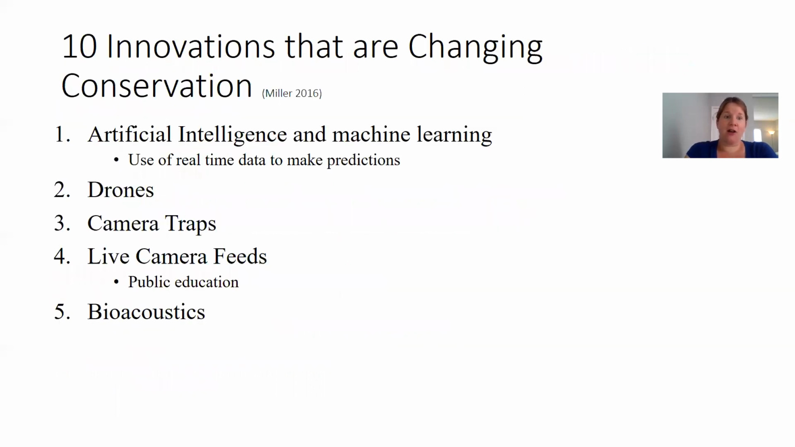So the second article by Miller, this was from 2016, so about the same time, and they actually list a lot of the same innovations. Drones are on here, camera traps, bioacoustics. They do talk about AI and machine learning, which I wish I understood more what that was. But basically using computer algorithms to make real-time predictions using data about what animals might be where, the rate of deforestation, things like that.